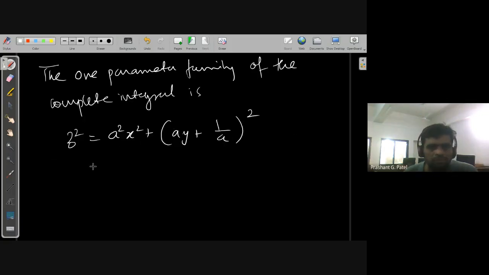Simplify this one by taking LCM. What we get? It is a square z square equal to a power 4 x square plus a square y plus 1 whole square.